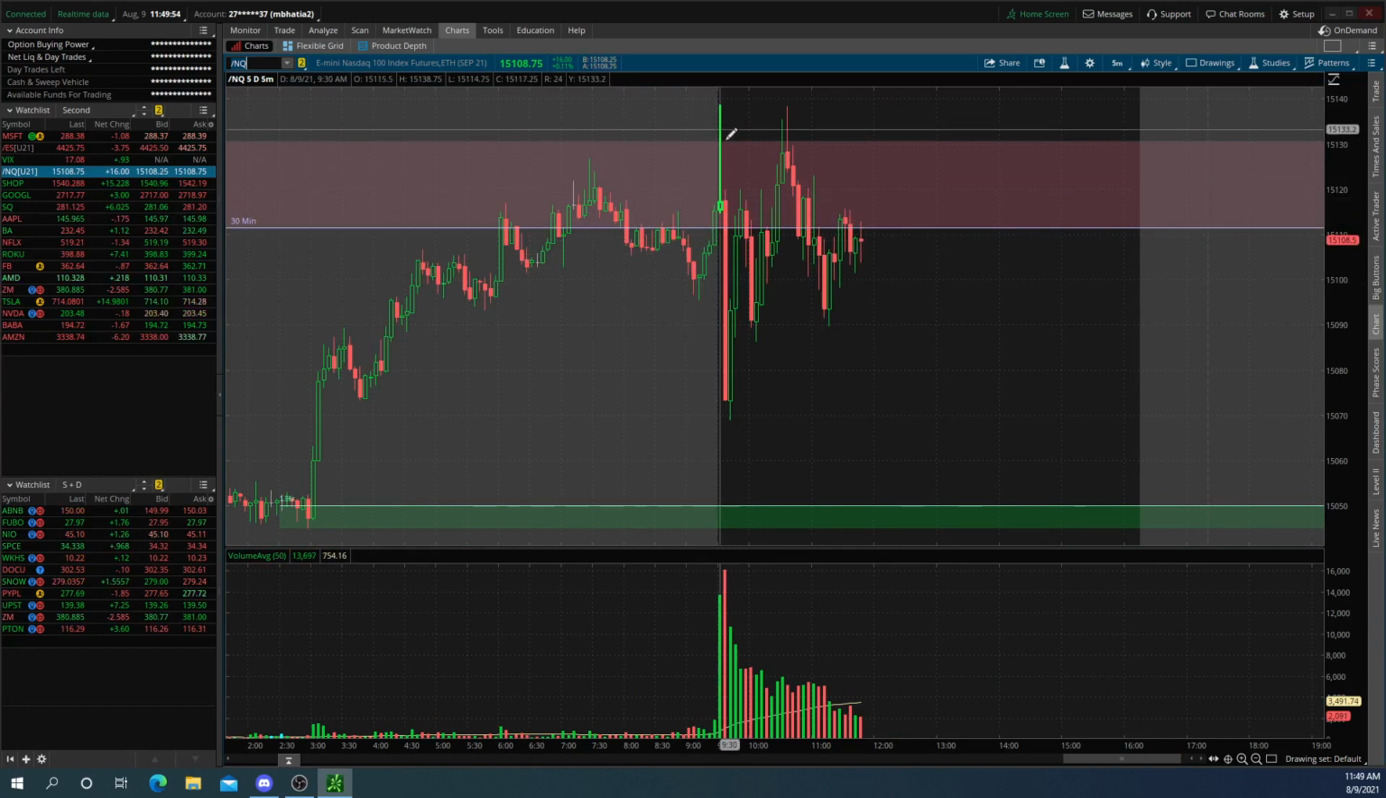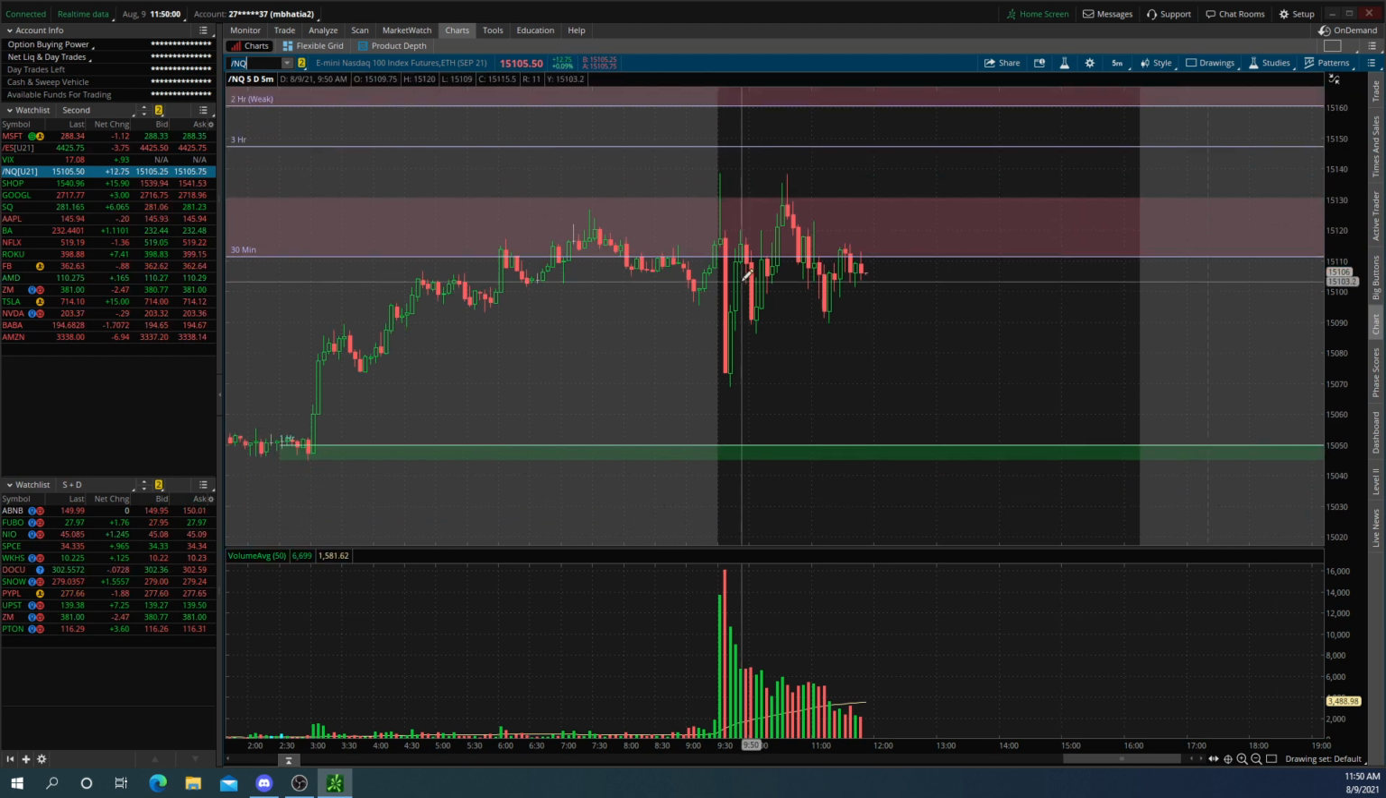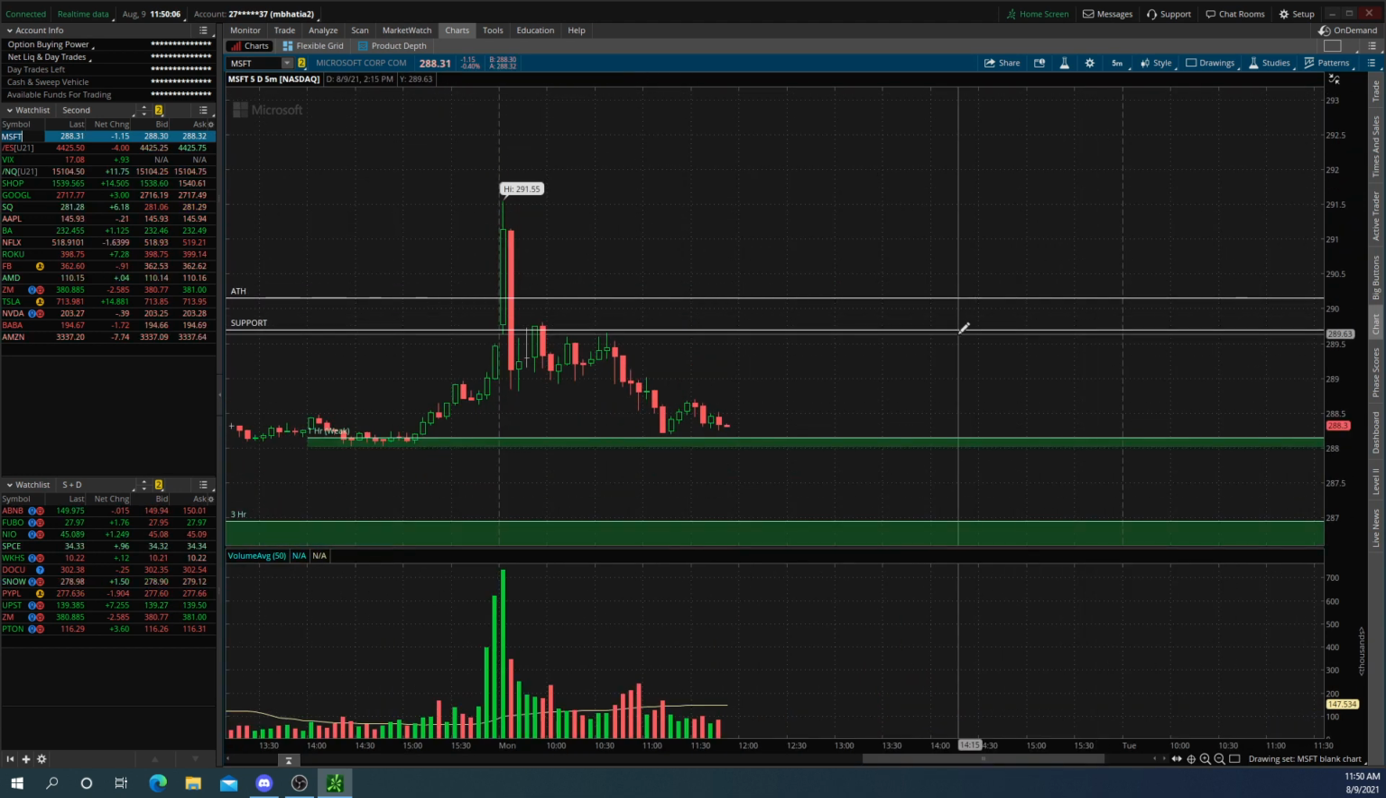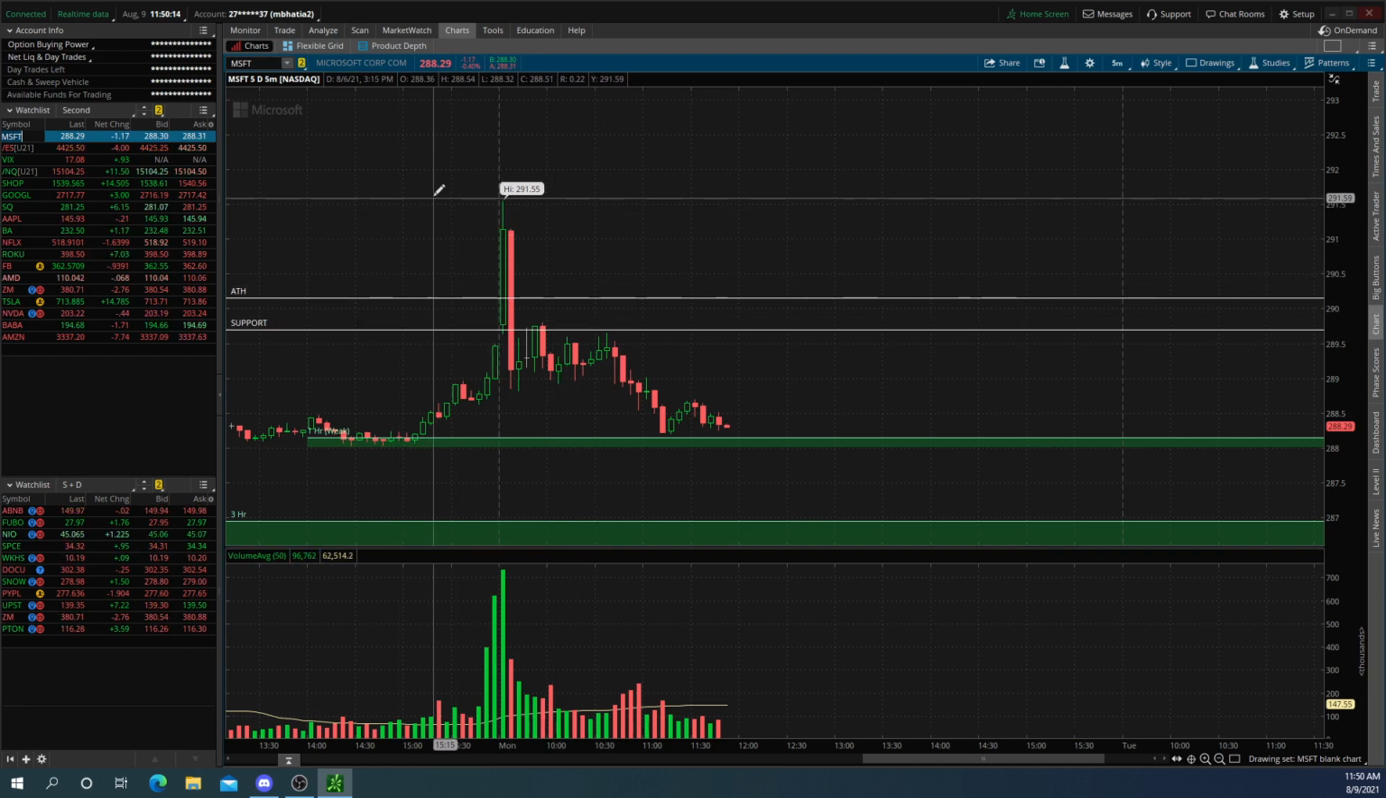We pushed up and then we instantly stuffed. So that's exactly why Microsoft didn't work out. If SPY and Qs were strong, then I would have taken my second position off on Microsoft for maybe like a 300, 400% gain. So yes, I did miss out on profits on this play, but you have to keep in mind that not every trade is going to be a 100, 200% winner.